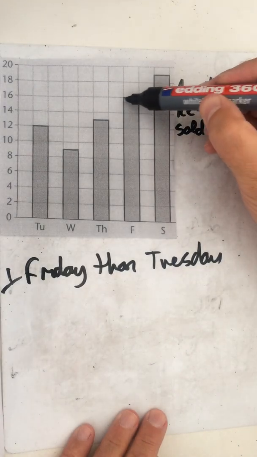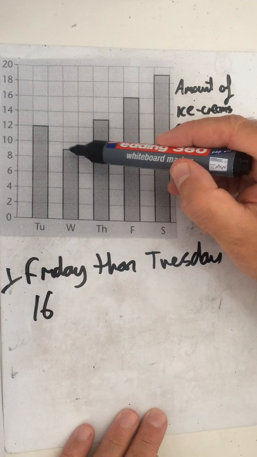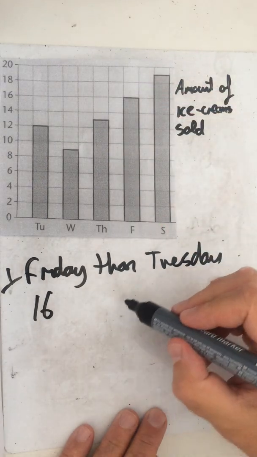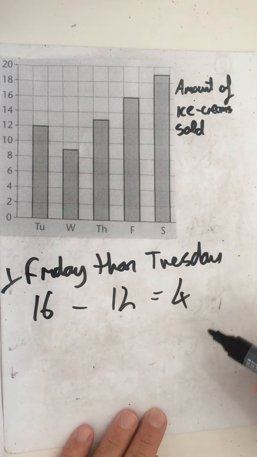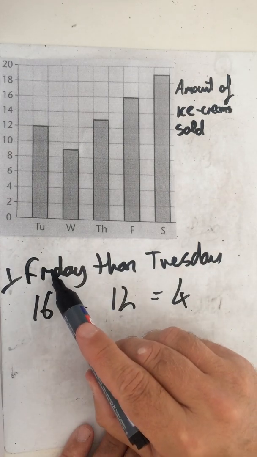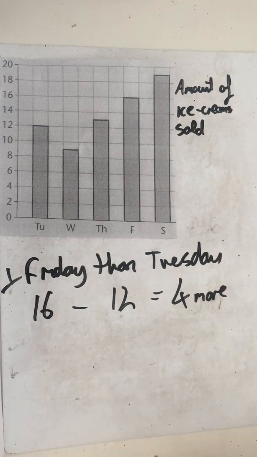So let's have a look. On Friday, 16 were sold. On Tuesday, it was 12. 16 take away 12 is 4. How many more were sold? 4 more were sold. Okay, 4 more. Again, really straightforward.